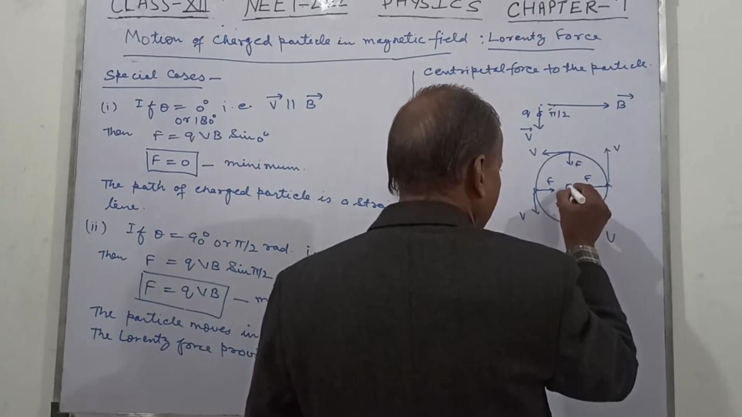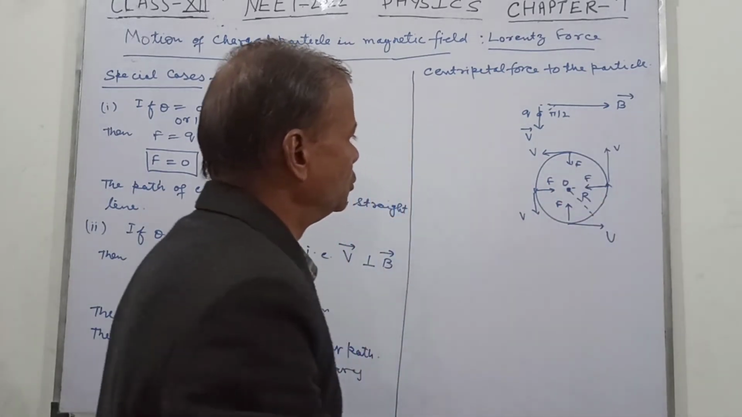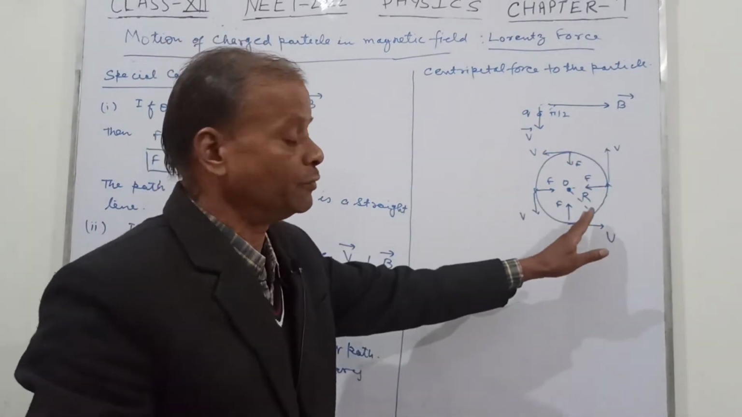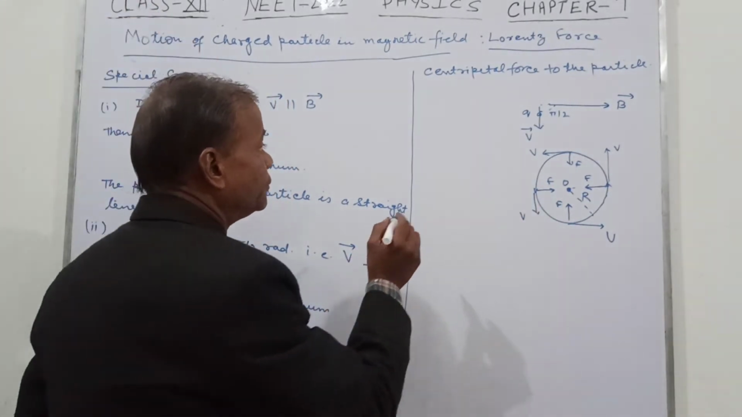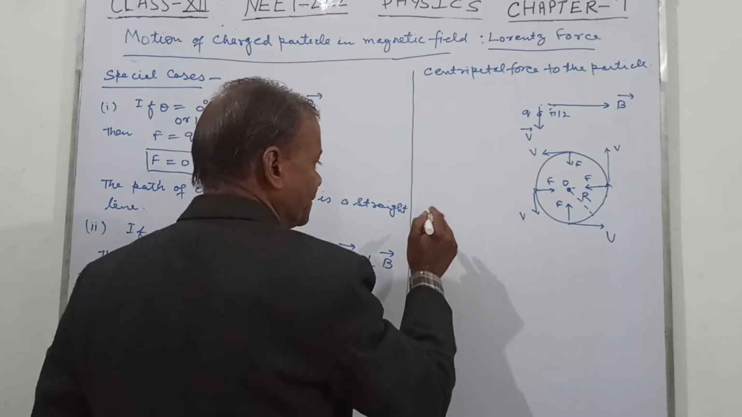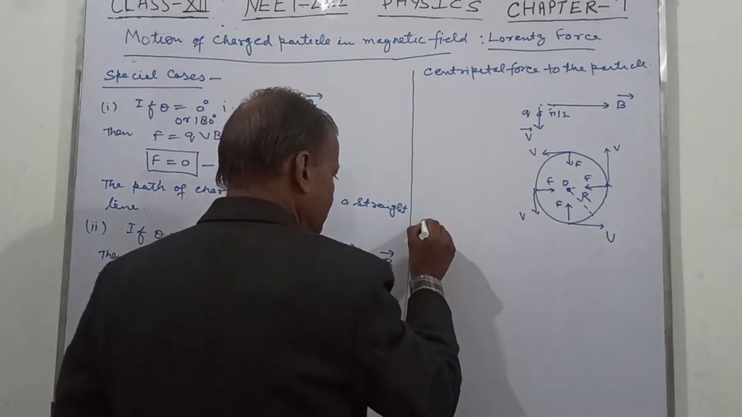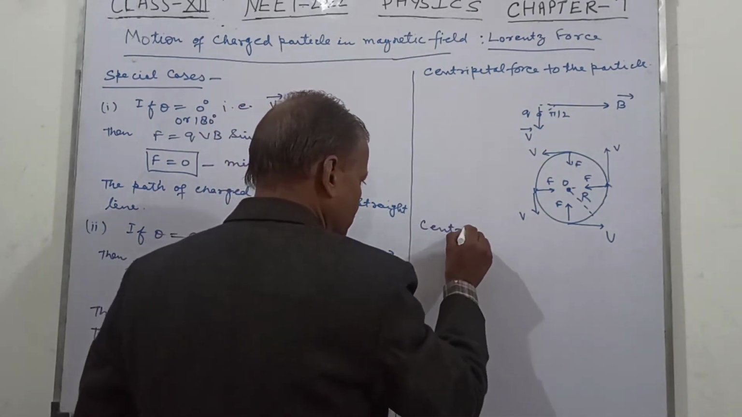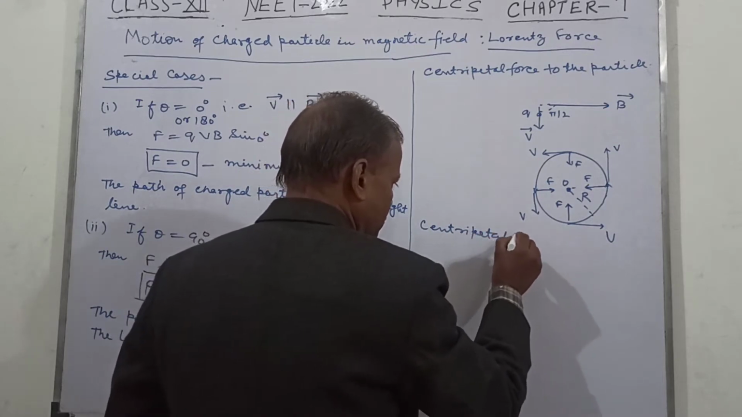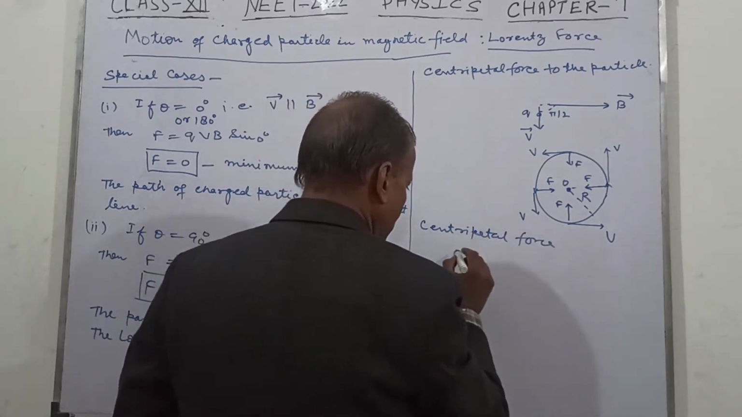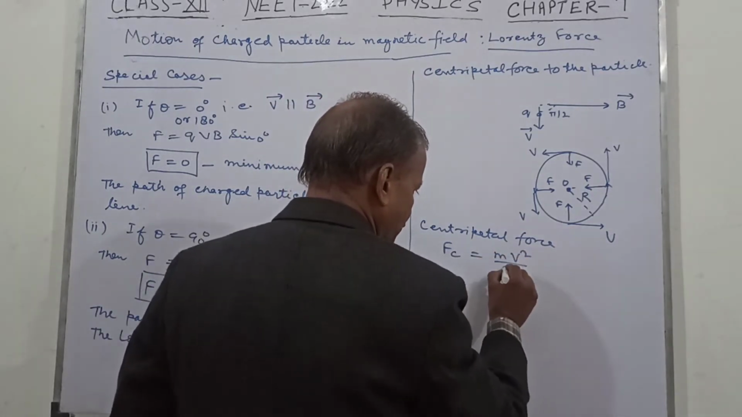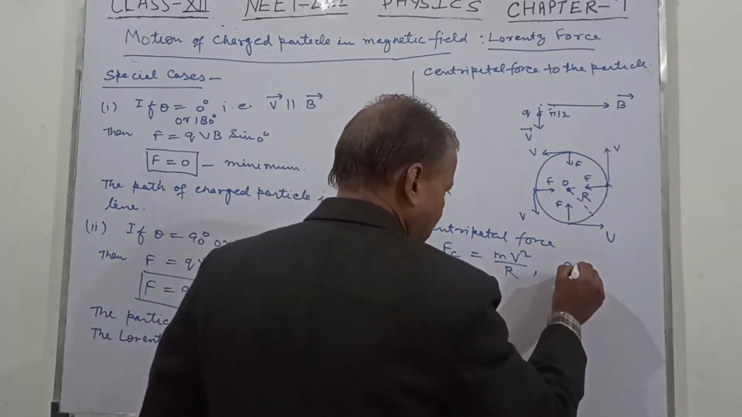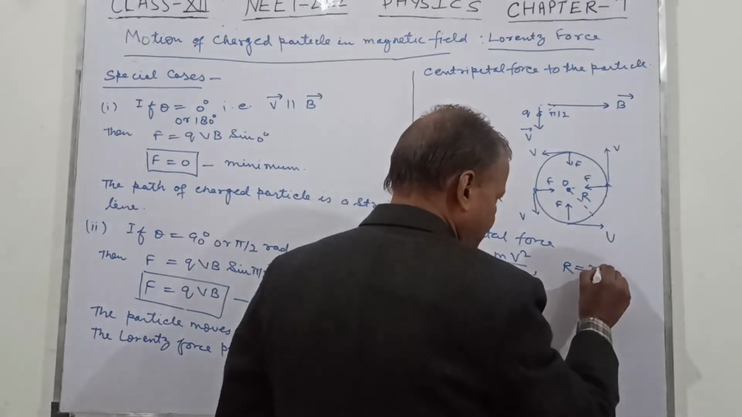This is now center, O. So the force acts towards the center. This is the centripetal force. So centripetal force is how much? Force Fc is equal to mv square upon r, where r is equal to the radius of the circular path.